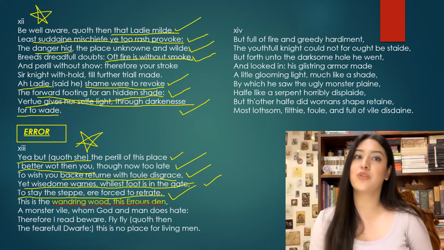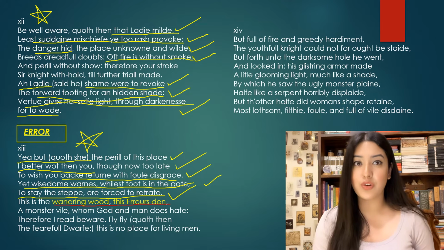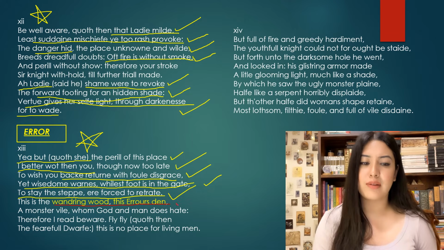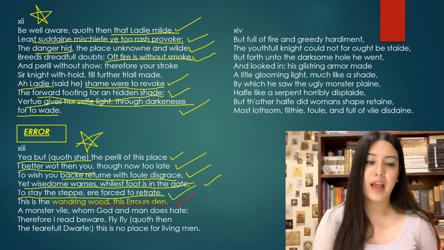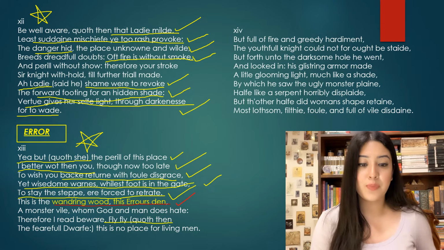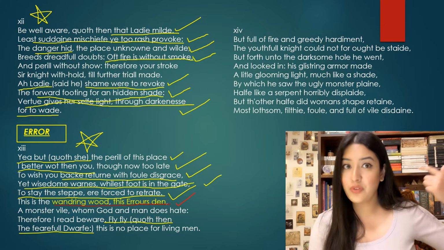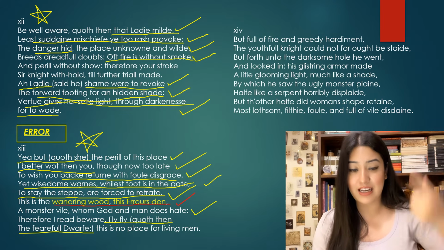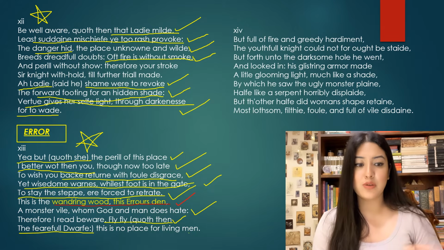And then this is the wandering wood, this is Error's den. So we have the mention of Error. This is Error's den, in the wandering wood. "A monster vile whom God and man does hate. Therefore, I read, beware. Fly, fly, quoth then the fearful dwarf." So you see, the dwarf is following common sense. It's telling him, fly, fly. "This is no place for living men."